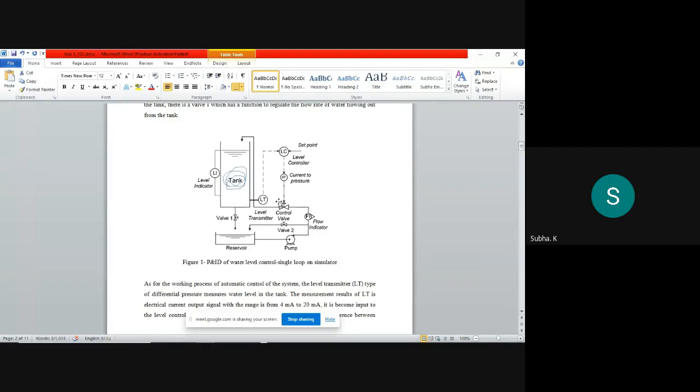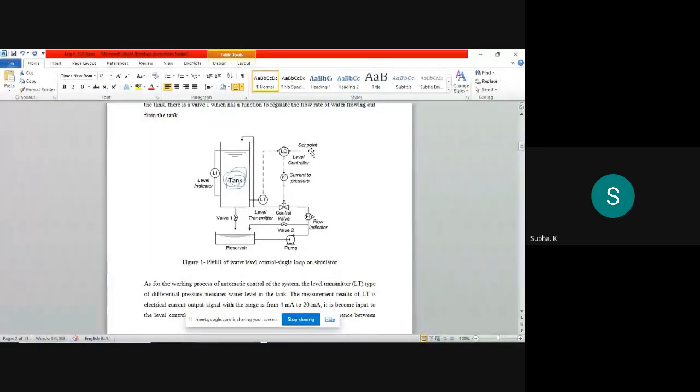And this level transmitter's electrical signal will be fed to the level controller. Suppose you want to set the tank level at 0.9 or something, then you will give that set point to be 0.9. Here you will be setting 0.9. I want the level of the water inside the tank to be 0.9. So that will be the set point.